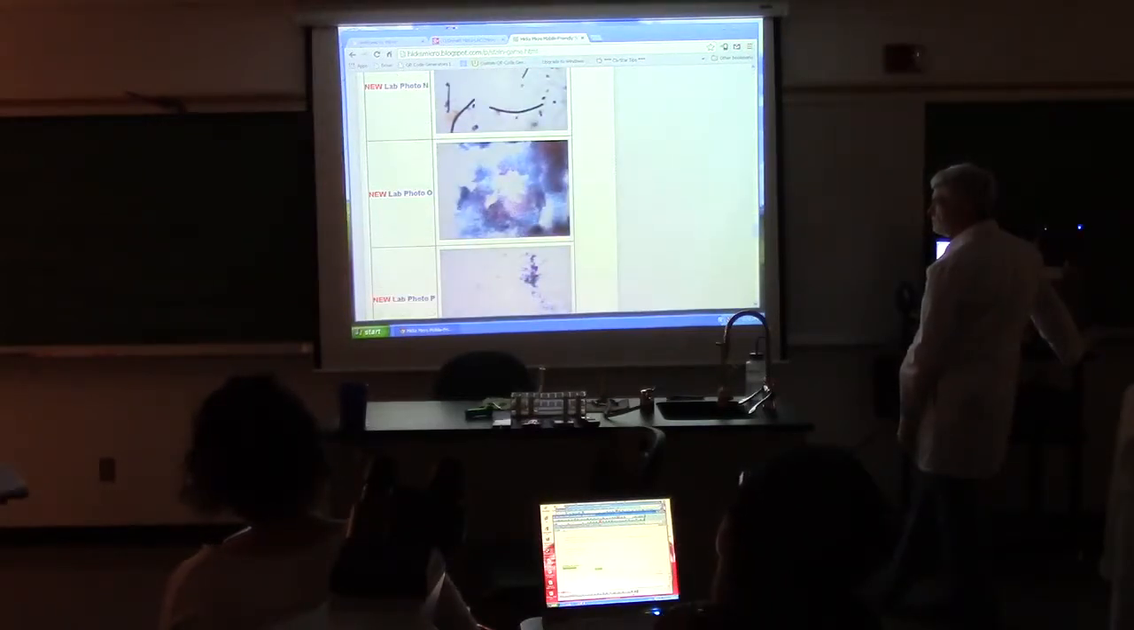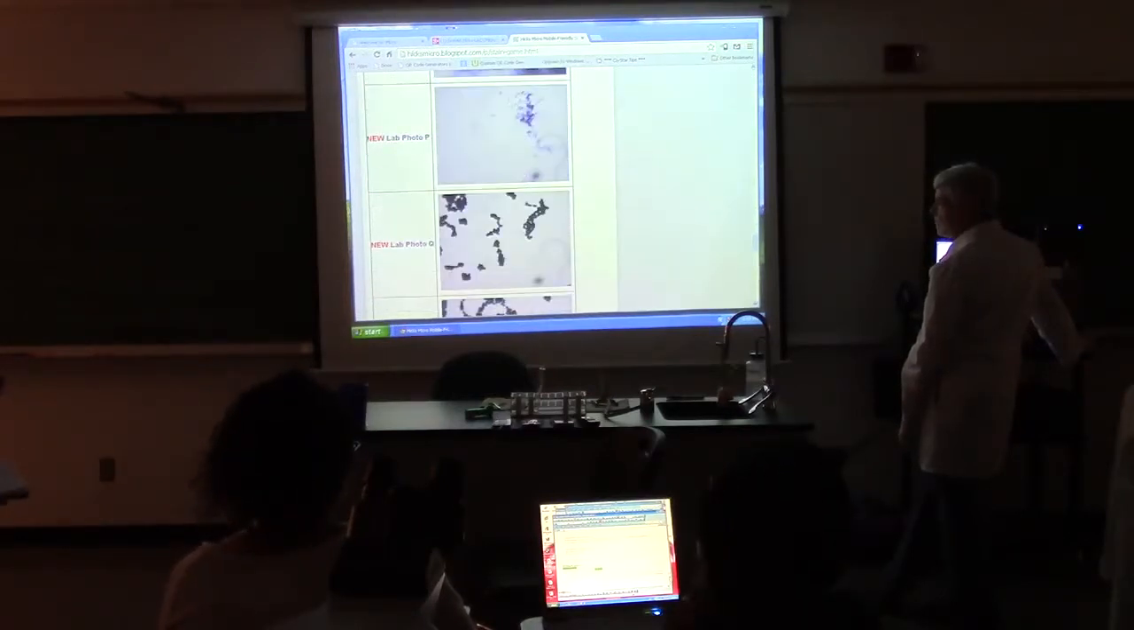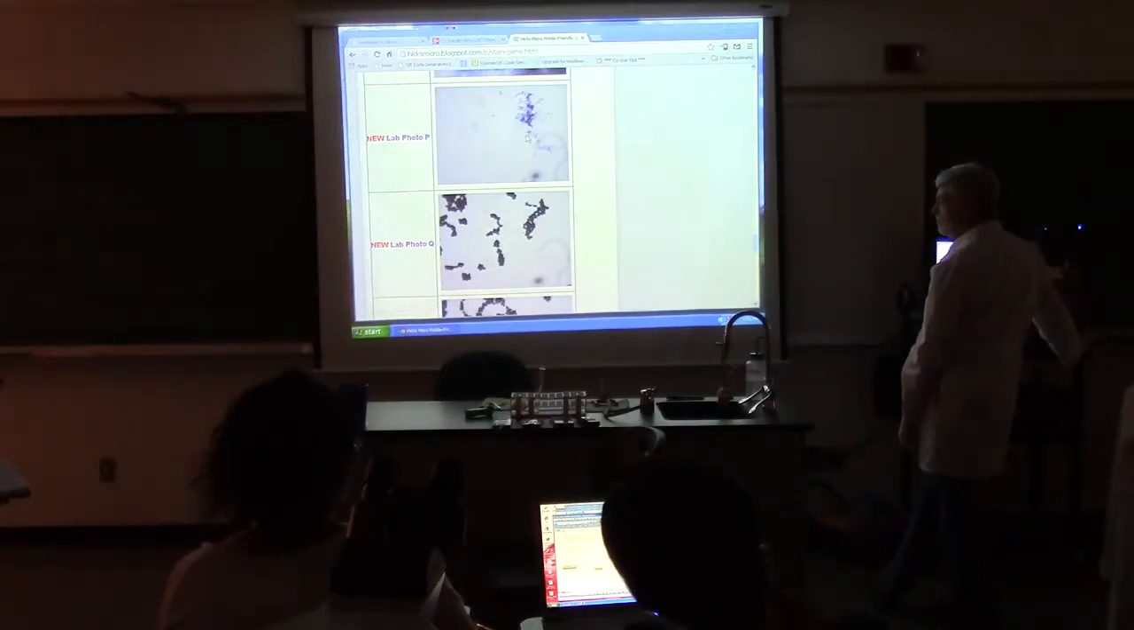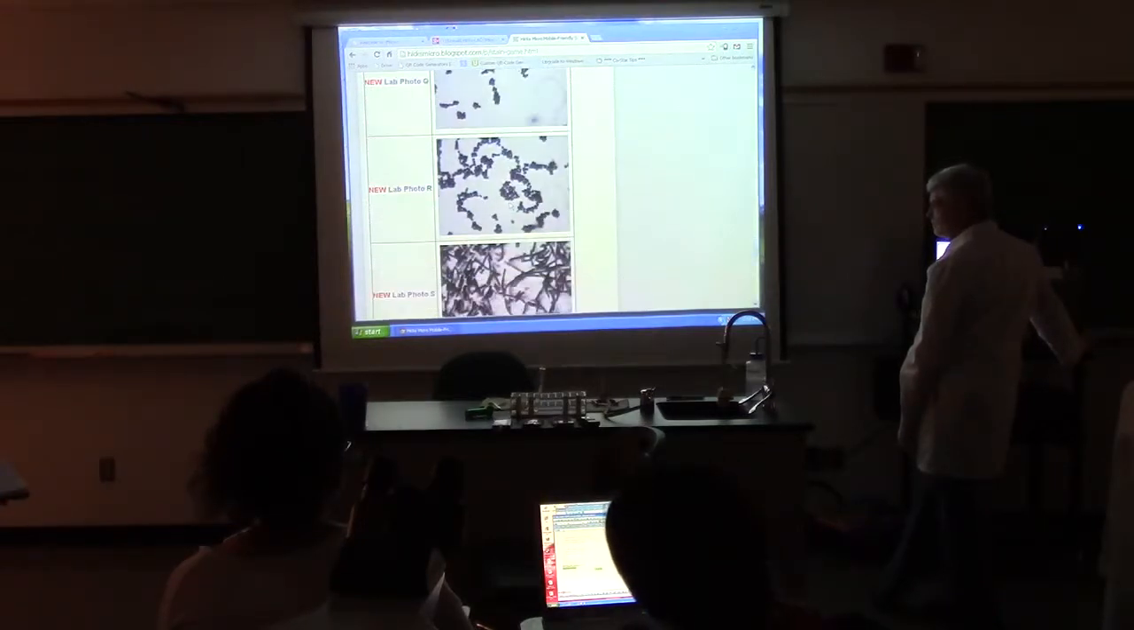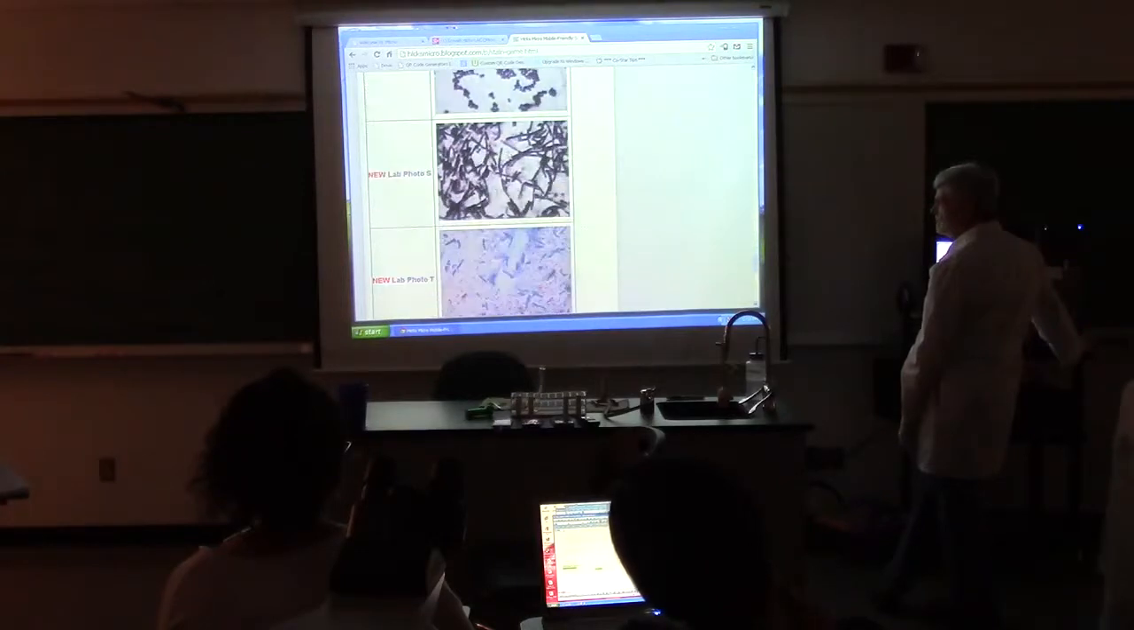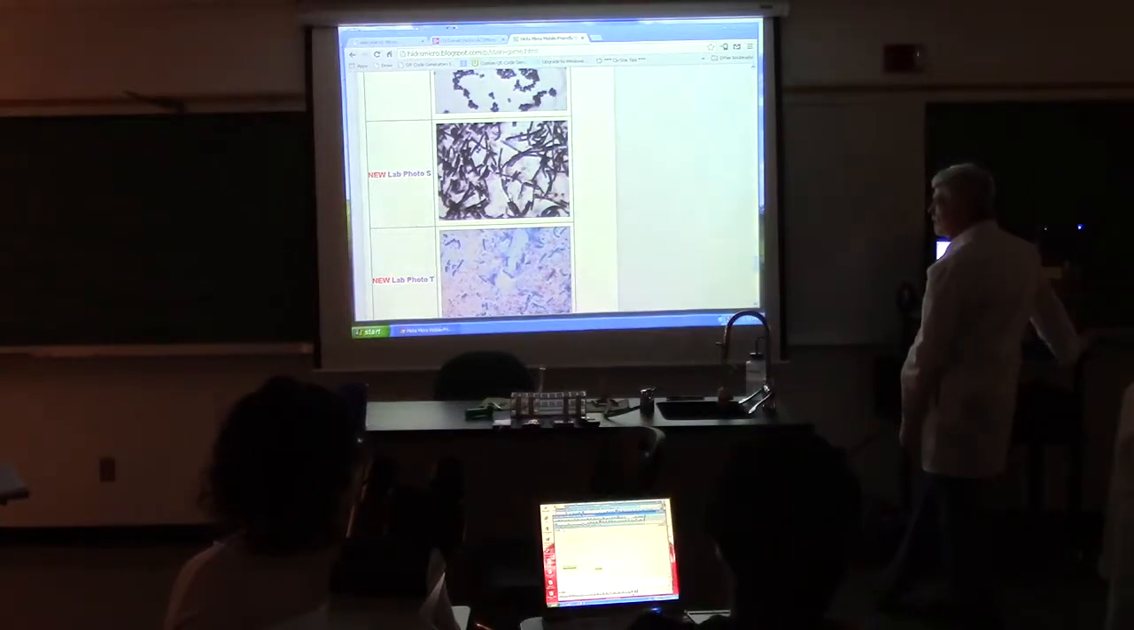What's this? Acid fast. Hot pink rods and blue rods. What's this? Gram positive or negative? Positive. Mostly purple rods. What's this? Gram stain, positive again. What's this one? Gram. Positive or negative? Positive. And is it going to be endospore positive or negative? There's a hole.